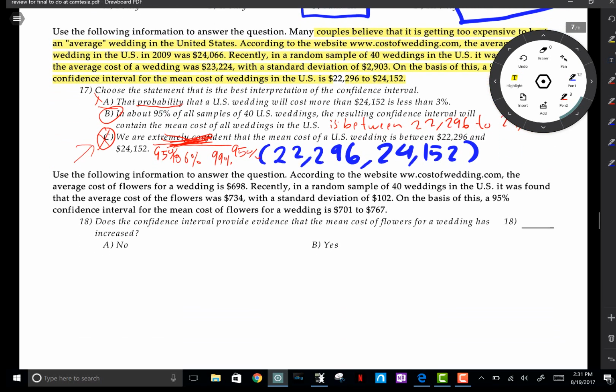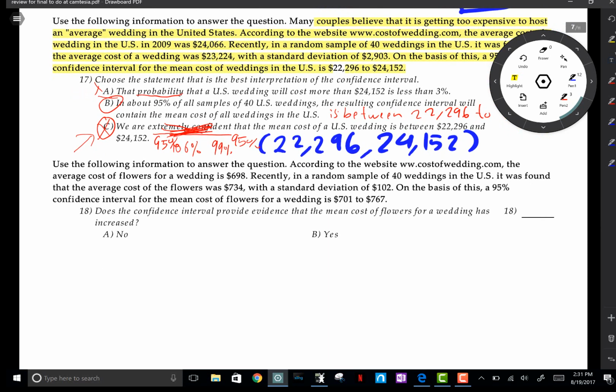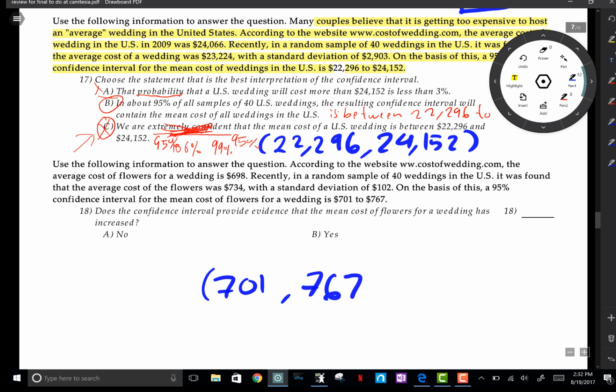So let's do 18. It says use the following information to answer the question. According to the website costwedding.com, the average cost of flowers for a wedding is $698. Recently, in a random sample of 40 weddings in the U.S., it was found that the average cost of the flowers was $734, with a standard deviation of 102. On the basis of this, a 95% confidence interval for the mean cost of flowers for a wedding is as follows: 701 to 767.